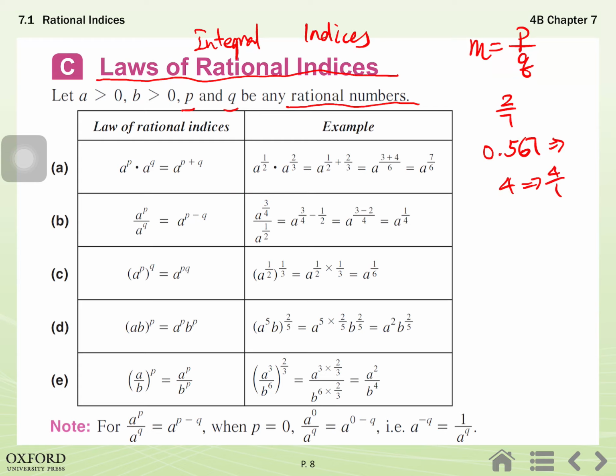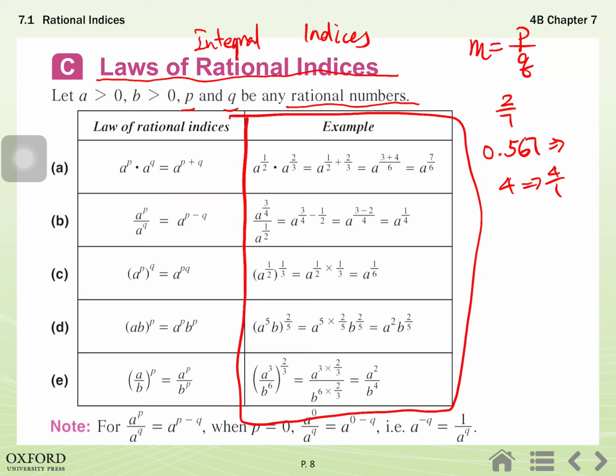And thus, you can see that the laws of integer index actually apply to the rational index as well. Just the same. Okay, so you can look at these examples as well to familiarize yourself with these cases.